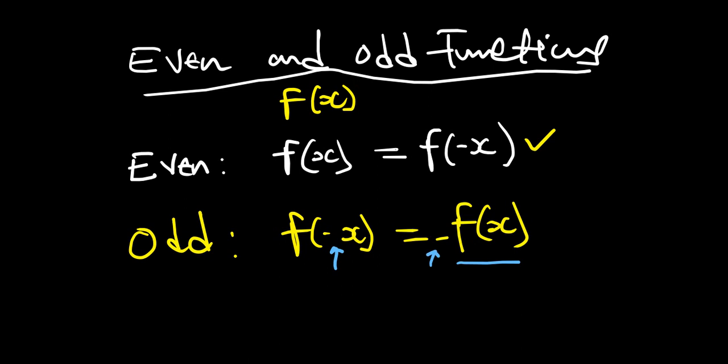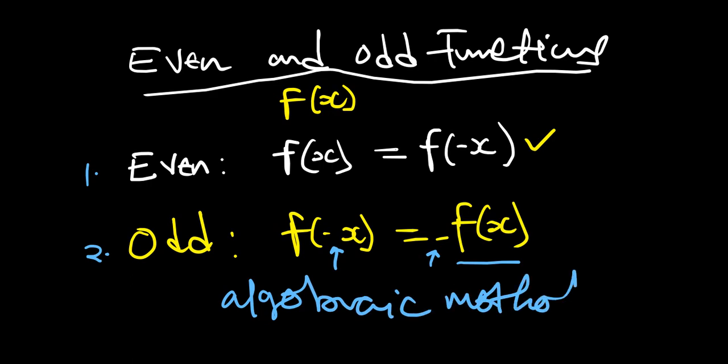So these are the conditions that we are going to be using. If you are using these two formulas, this is the first one and this one is the second one, it means you are using the algebraic method. And then the other method that you can use is the graphical method. But the graphical method is not usually asked, though I'll show you how you can also do that. Basically these are just the two conditions that we need to prove if a function is even or if a function is odd.